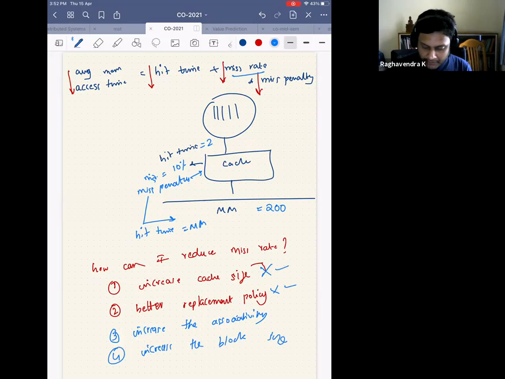Okay, let's say all 4 answers are right. We'll see what's the problem with each of them. If I increase the cache size, yes, I reduce the miss rate. This is one of the best solutions.